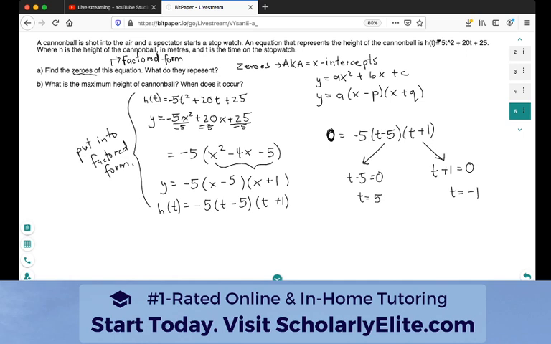So the zeros are -1 and 5. And what do they represent? So they represent the time when the cannonball was on the ground. Oh, that's going to be the word time. And I'm going to show you guys kind of a simple drawing that explains what I'm talking about.